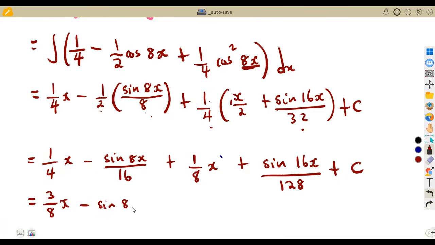So this is sine 8x over 16. All right. Remember, we combined these two, so it's now a single fraction. We're going to move on to this one, plus sine 16x, so this is sine 16x, everything over 128. All right, plus the constant of integration. So this we can even write as minus 1 over 16 times sine 8x. It's up to you the way that you want to present it. But that is how you're supposed to integrate this.